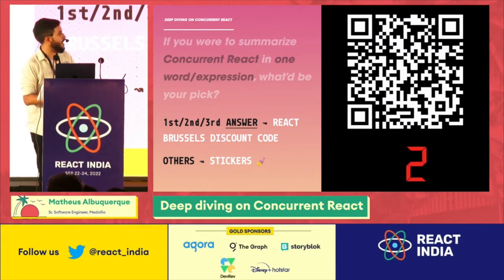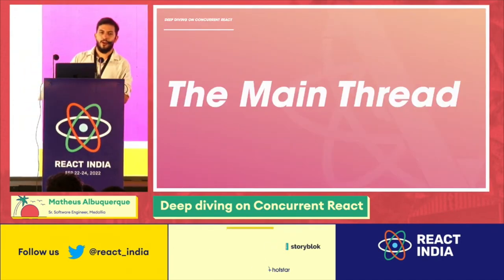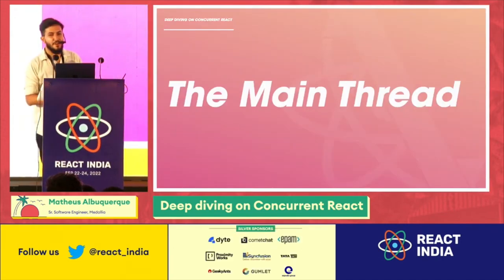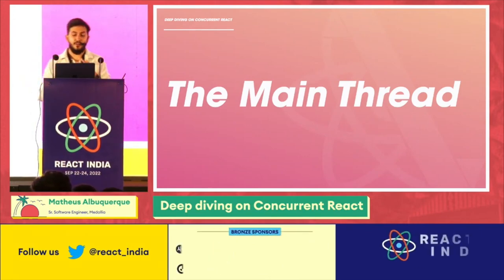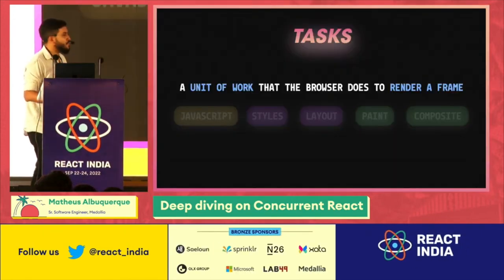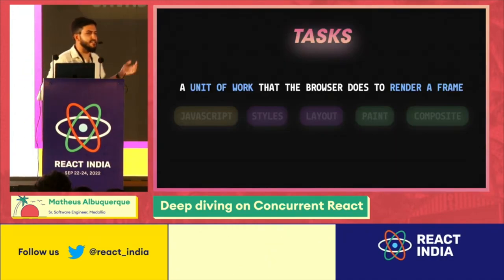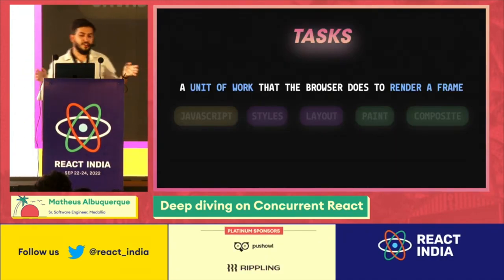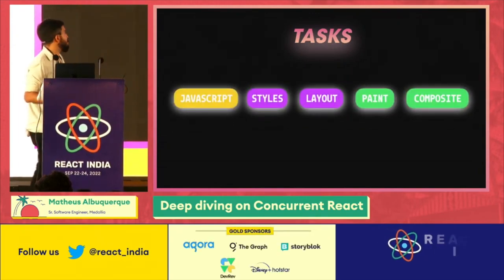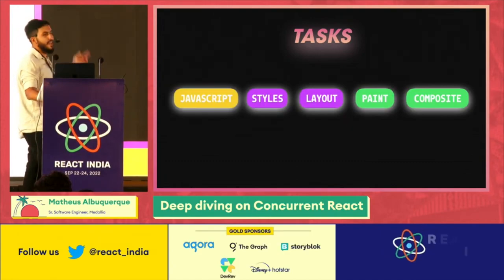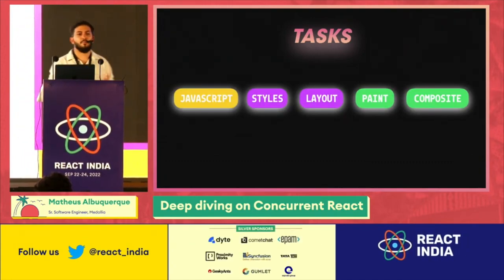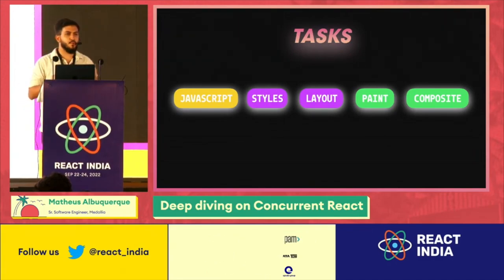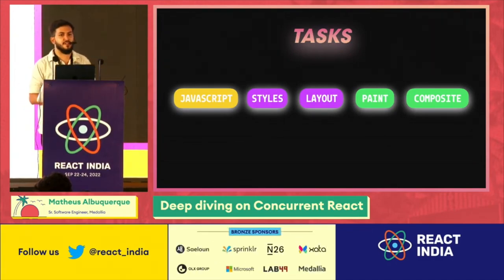So before we get to an answer, let's talk about the main thread. To talk about the main thread, we have to talk about units, about tasks first. What we know about a task is it's a unit of work that the browser does to render a single frame. And this includes all the five steps of doing JavaScript, the styles and layout, and then paint and composite phases.